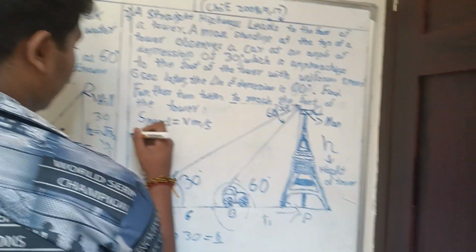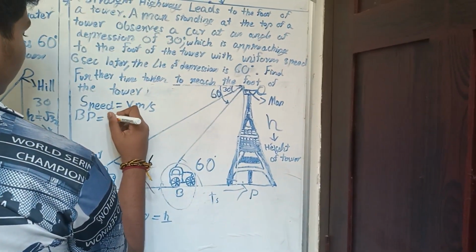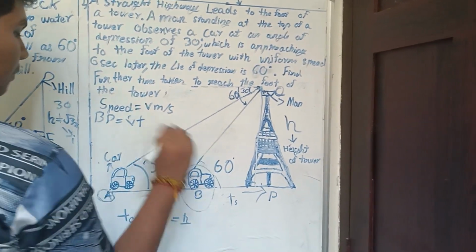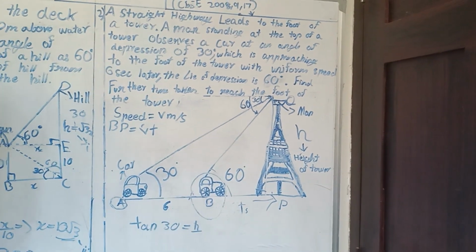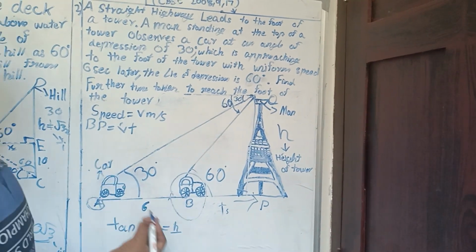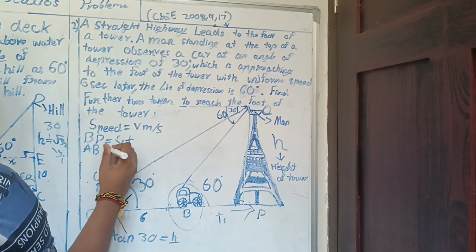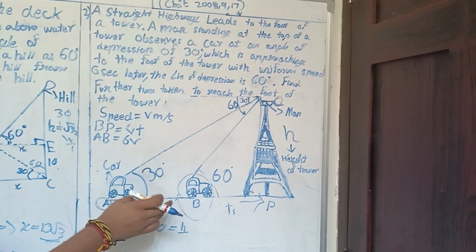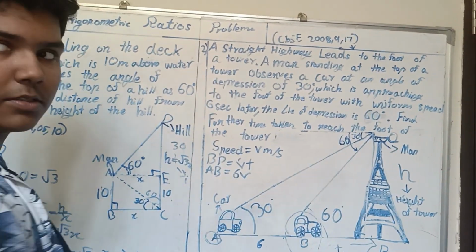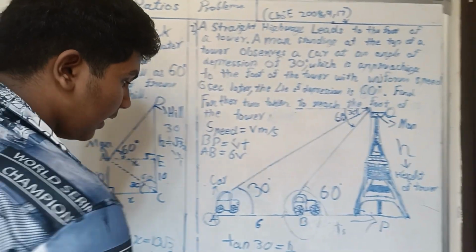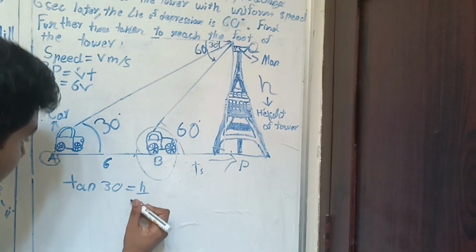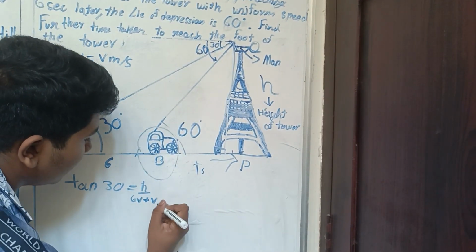So we are taking BP, the distance, as Vt, with speed as V. Because both speeds are uniform, meaning the speed is the same but the time is different. So here I am taking Vt, and this AB we are taking as 6V, because they already gave the seconds here, but the uniform speed is not given, so 6V. Hence AP is equal to 6V plus Vt.